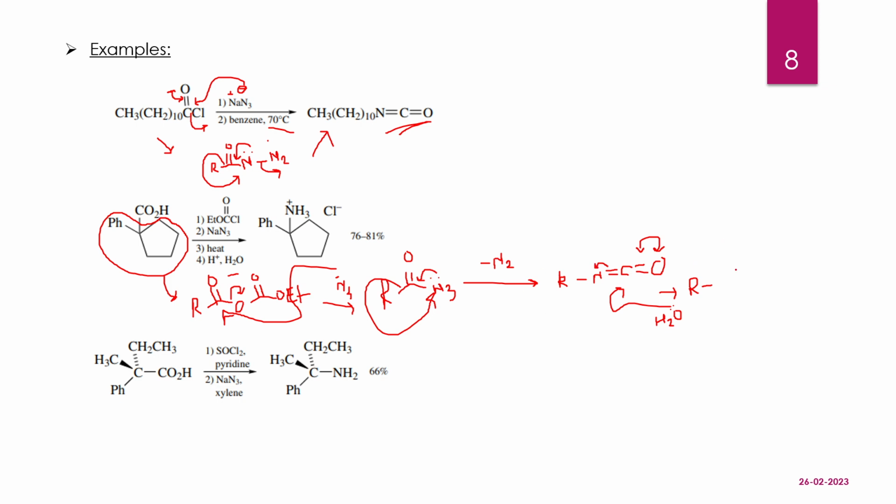In the medium, H plus is there, so nitrogen will take the H plus, and we will get this acid. When the acid is formed, as in the medium there is already a lot of heat, there is a chance of carbon dioxide elimination. So it will give us this amine.